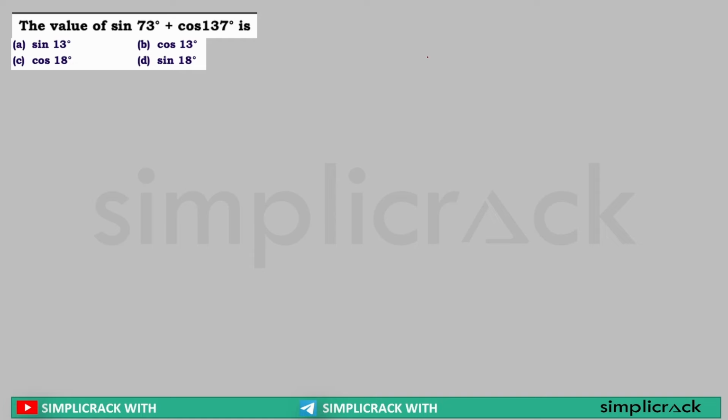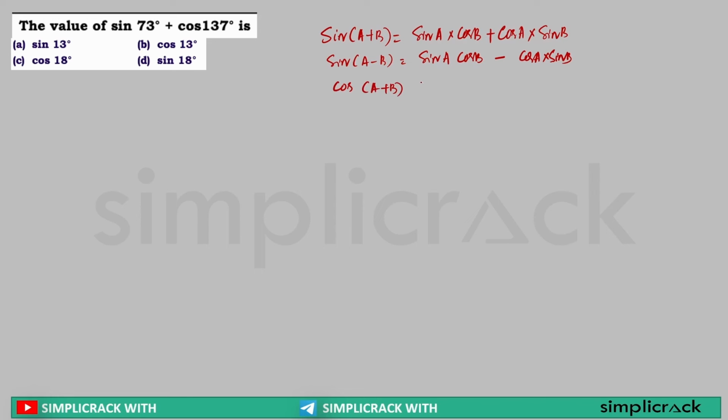Now, you need to remember few things. If it is written as sine A plus B, this can be written as sine A into cos B plus cos A into sine B. Or if it is written as sine A minus B, then it will be written as sine A into cos B minus cos A into sine B. If it is written as cos A plus B, it will be written as cos A into cos B minus sine A into sine B. If it is written as cos A minus B, it will be written as cos A into cos B plus sine A into sine B.